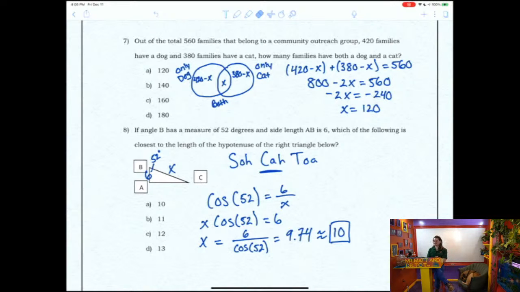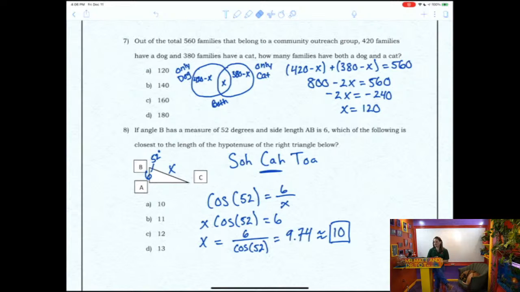Okay, so for number 7, again, if we use a Venn diagram, we can use the center portion of the diagram to represent families that have both a cat and a dog, and label that X because it's unknown. So if 420 families have a dog, then 420 minus X families have only a dog because they could have a dog and a cat. If 380 families have a cat, then 380 minus X families would have only a cat. So 420 minus X plus 380 minus X has to equal the 560 families in total.